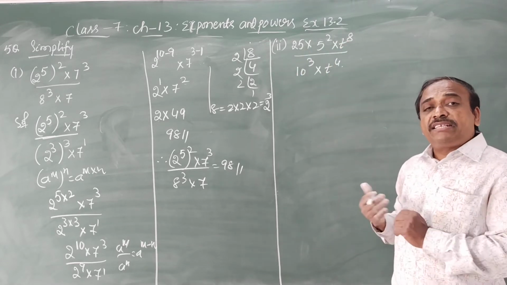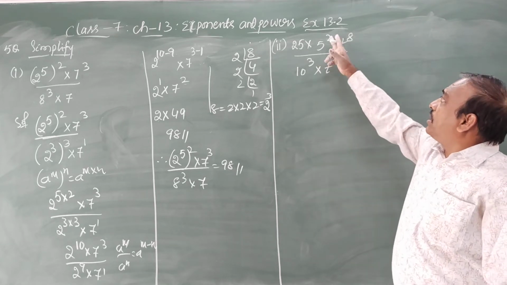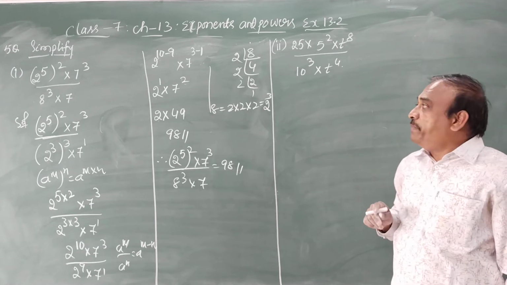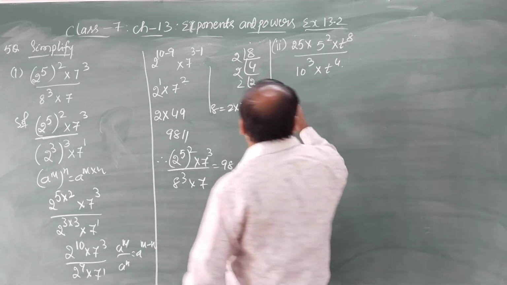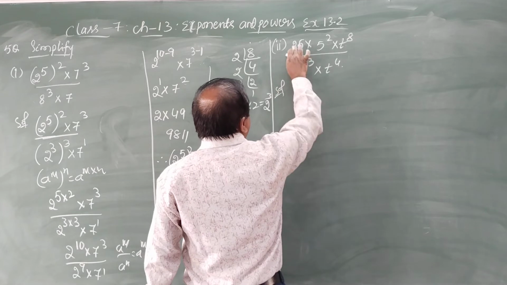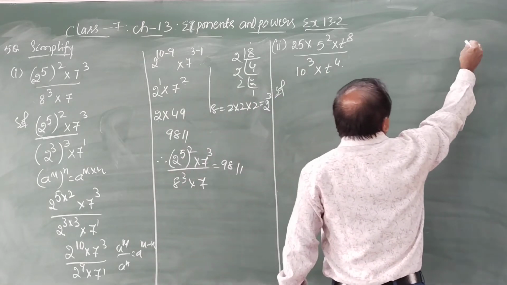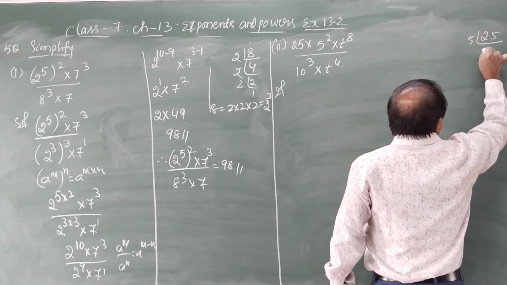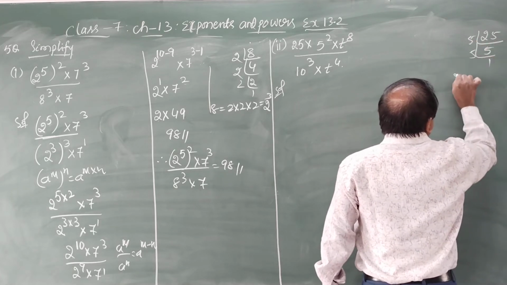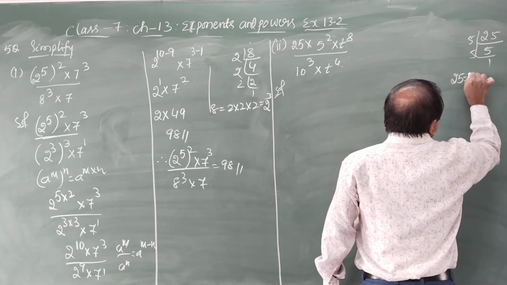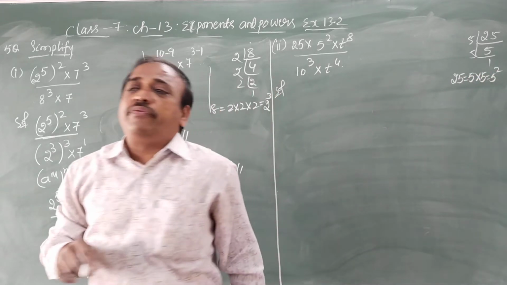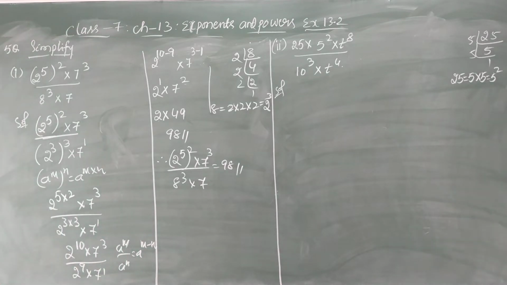So the bases are different, and the powers are also different. So we need to try to make the bases the same. We go to the prime factorization of 25 and 10. 25 you can write as 5 into 5, which is 5 to the power 2. So 25 we can express as 5 into 5, which is 5 square.